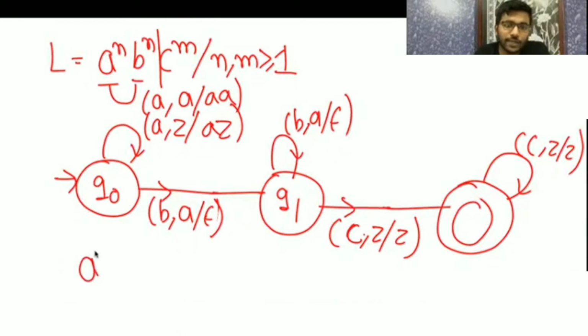So it's like A to the power n, B to the power n, C plus, at least one C, then any number of C. And since we don't require matching with C, we can stay there only. No need to store C also, because we don't need to compare with anything. Is it clear?